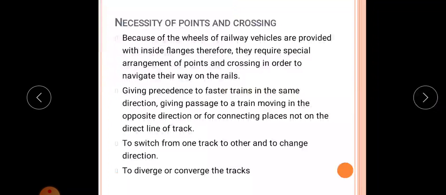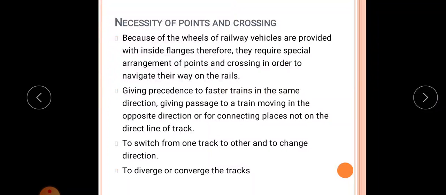So this region is known as a turnout. This is also another turnout, and this is another turnout.